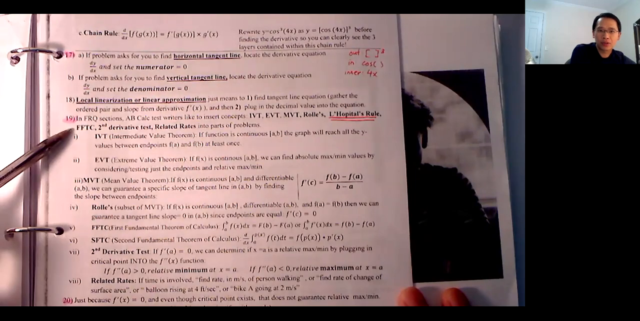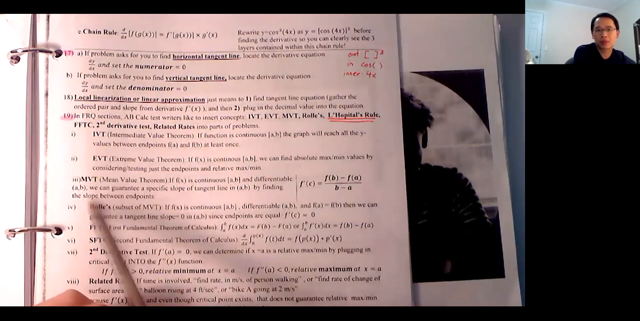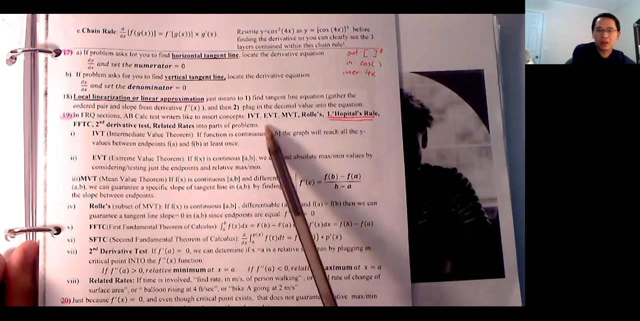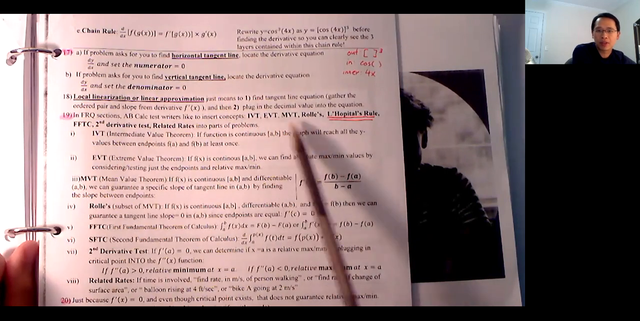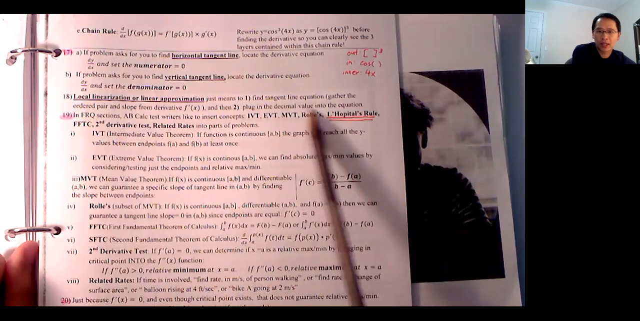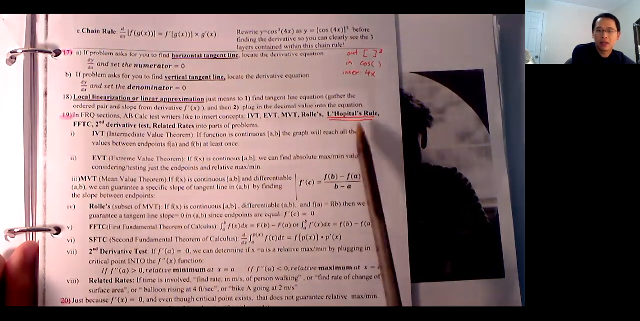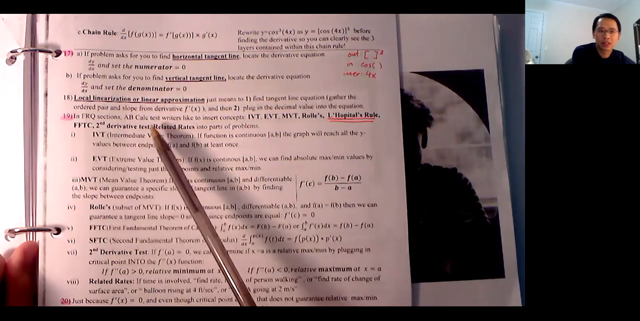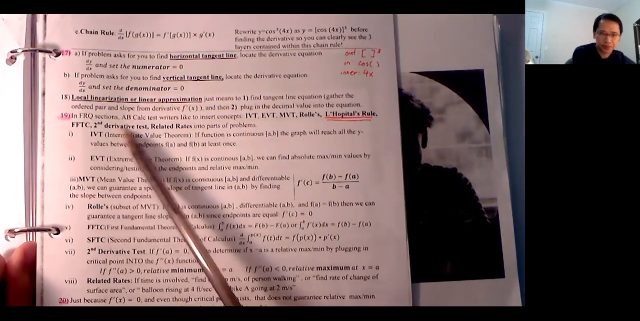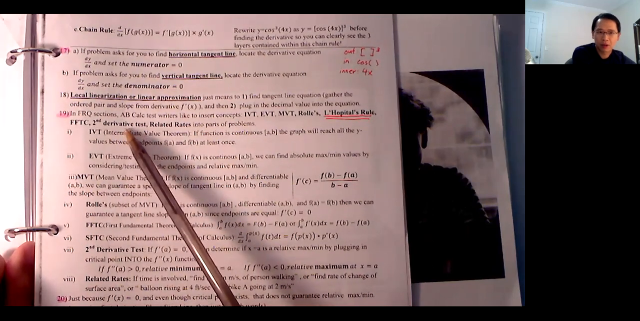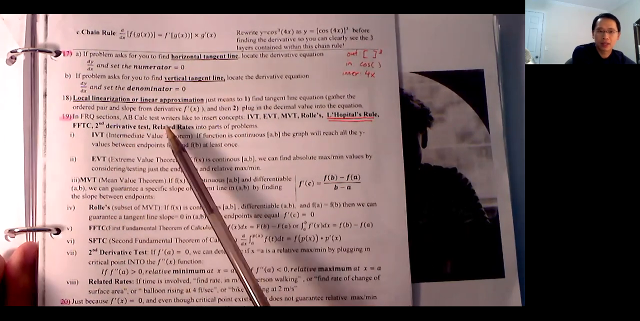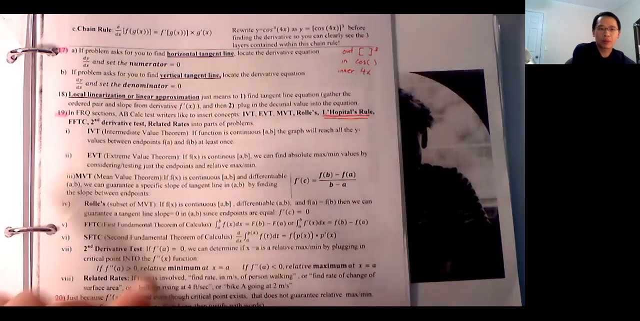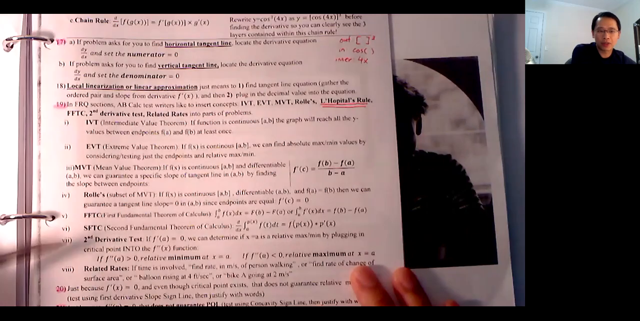On FRQs, they like to insert different concepts. So the popular ones are IVT, EVT, mean value theorem, Rolle's. These kind of go hand in hand a little bit. These are kind of connected. L'Hopital's rule, first theorem of calculus, second derivative test. Okay, this may be a little bit less common, but I want to go over that. Related rates, sometimes they like to stick related rates into parts of the problem as well. So let me go through each of these big theorem names here.